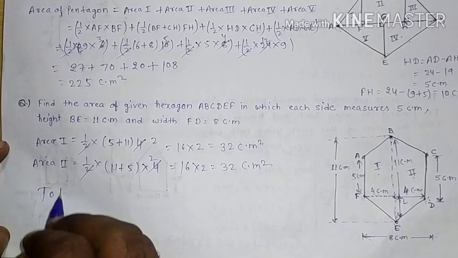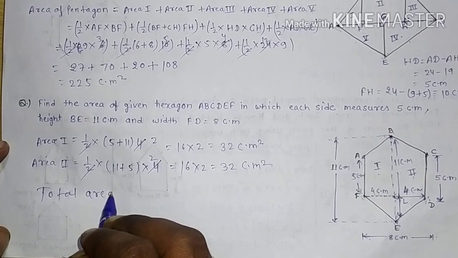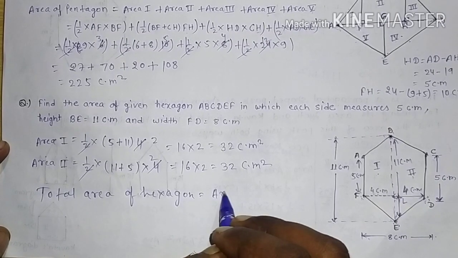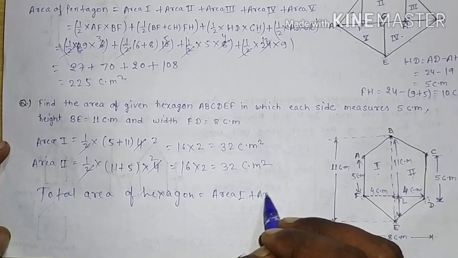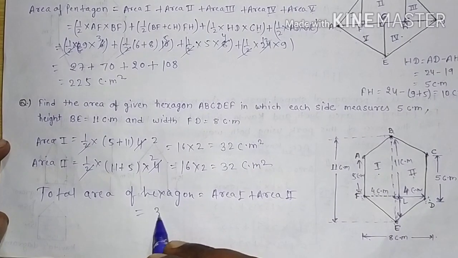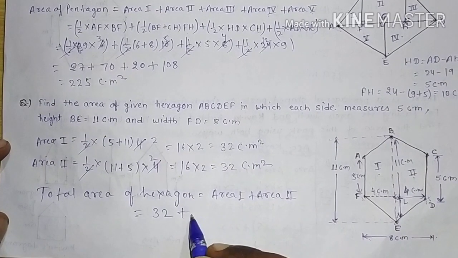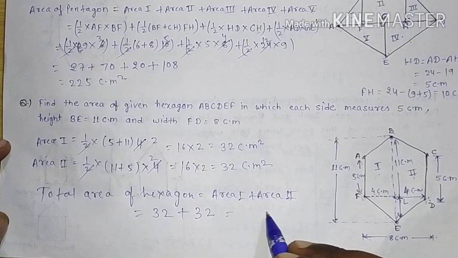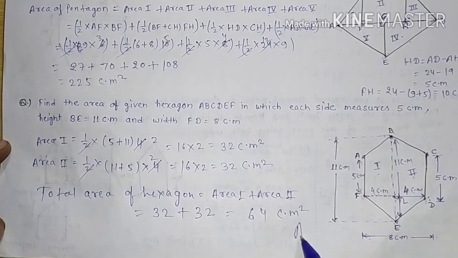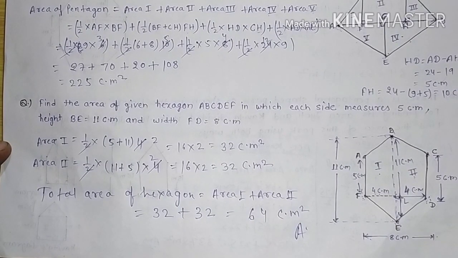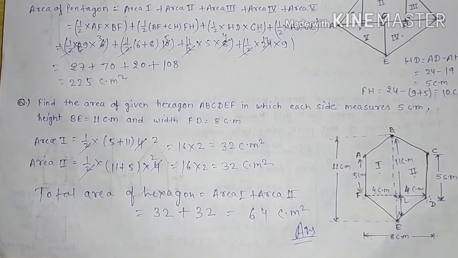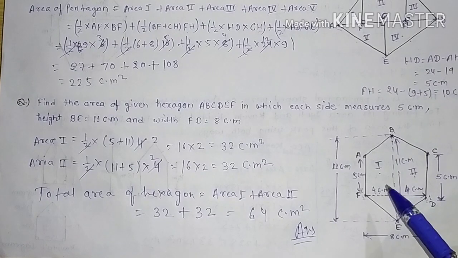Now the total area of the hexagon equals the area of the first section plus the area of the second section. Now just add: the area of the first section, that is 32 centimeter square, plus the area of the second section, which is also 32 centimeter square. Now 2 plus 2, that is 4, 3 plus 3, that is 6, 64 centimeter square. Now this is the answer, and this is the area of this total hexagon.